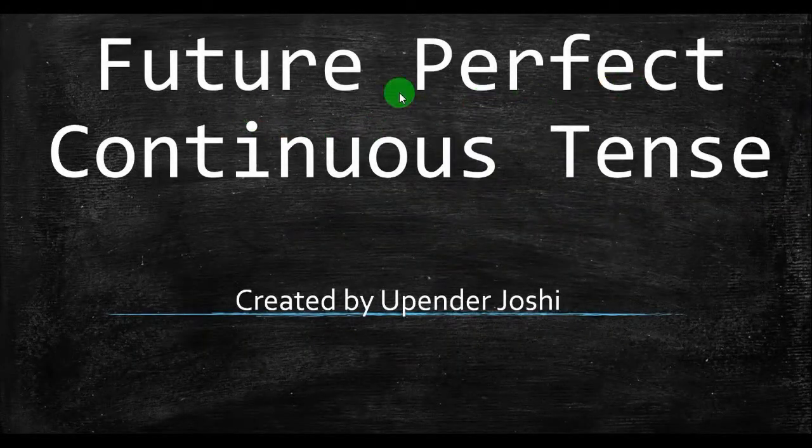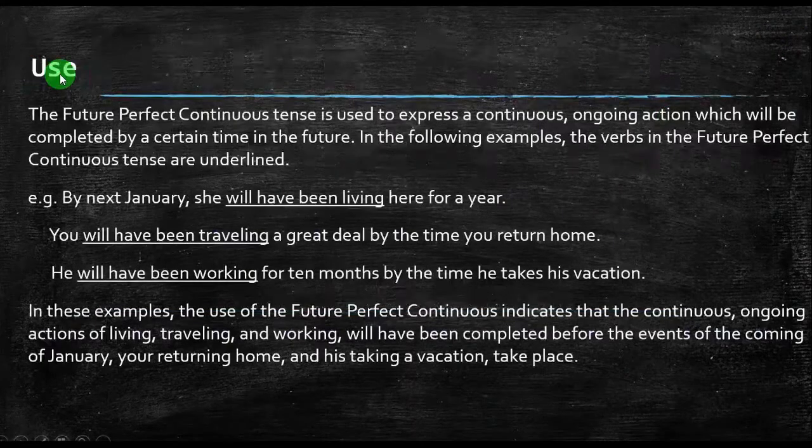Let's learn now future perfect continuous tense. So let's learn first its use. So the future perfect continuous tense is used to express a continuous ongoing action which will be completed by a certain time in the future, right?